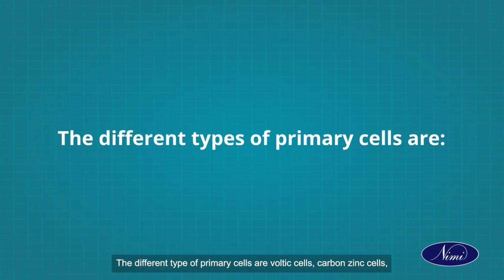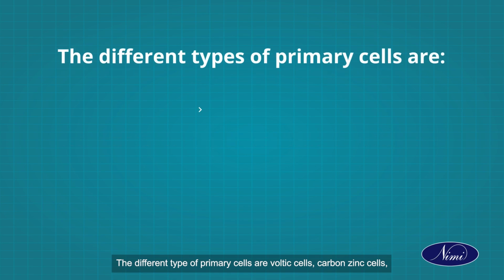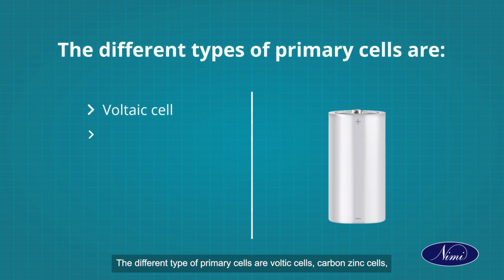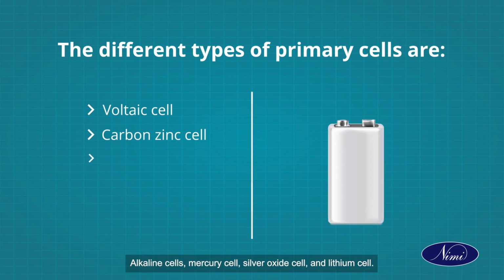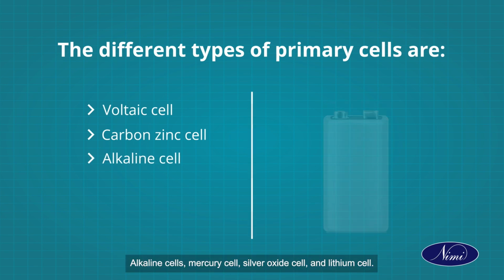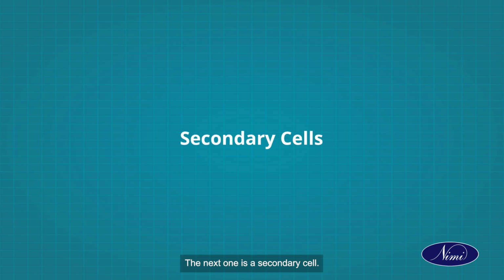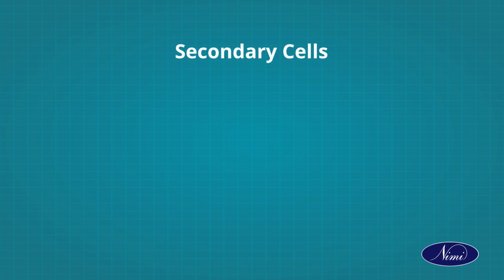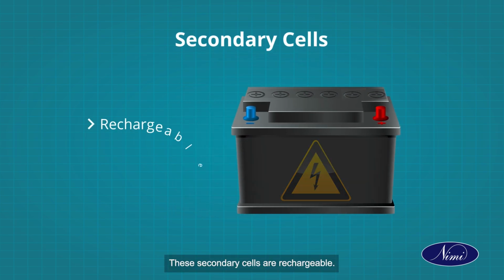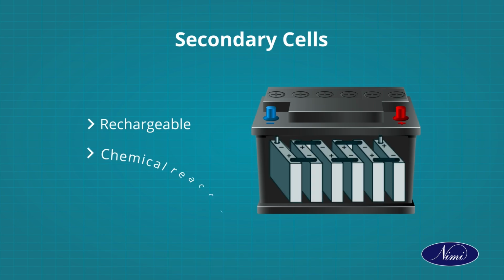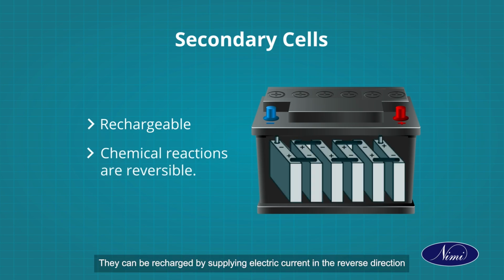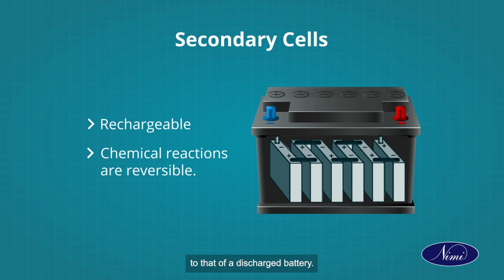The different types of primary cells are voltaic cells, carbon zinc cells, alkaline cells, mercury cell, silver oxide cell, and lithium cell. The next one is a secondary cell. These secondary cells are rechargeable. They can be recharged by supplying electric current in the reverse direction to that of a discharged battery.